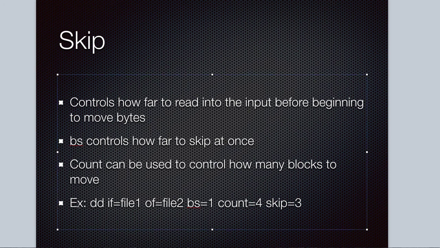So for example, let's see, dd. I'm reading from file 1, I'm writing to file 2, I'm moving 1 byte at a time. I'm going to move 4 of those bytes, but before I start moving anything, I'm going to skip 3 blocks in my input file. So I'm going to move 4 bytes from file 1 to file 2, but I'm not going to start copying bytes from file 1 until after 3 bytes.